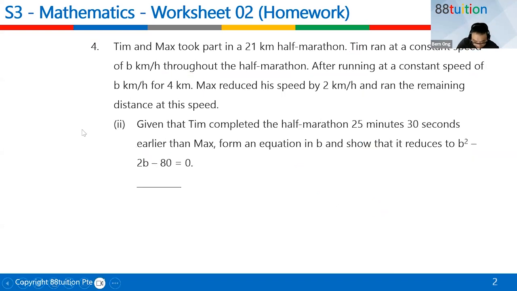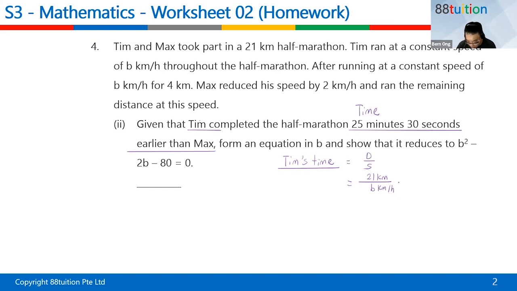Okay, come part B. Given that Tim completed the half marathon in 25 minutes 30 seconds earlier than Max. Right, so we are talking about the time. Time is earlier. So can we go and find what is Tim's time? All right, so time is equal to what? Distance over speed again. He ran 21 kilometers, constant speed of b kilometers per hour. All right, so Tim's time is 21 over b hours. This is Tim's time. Okay?